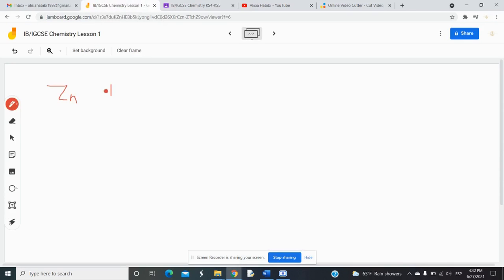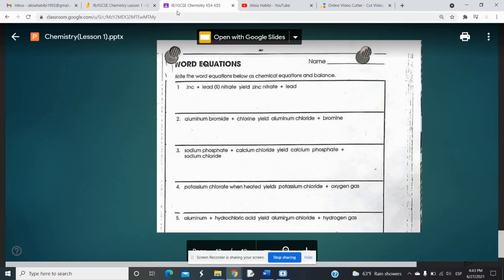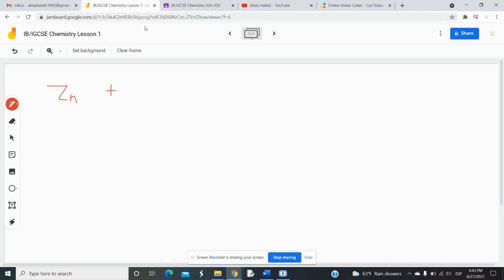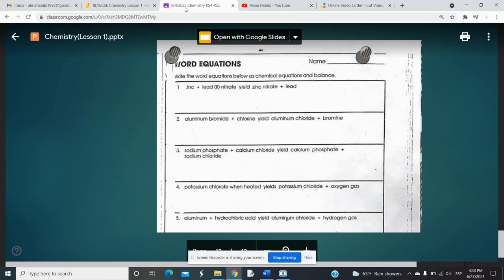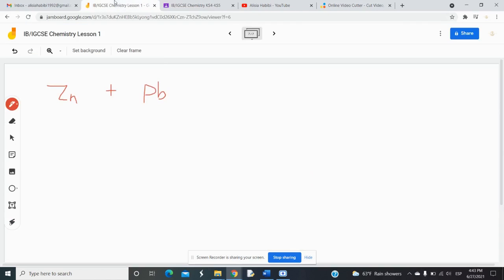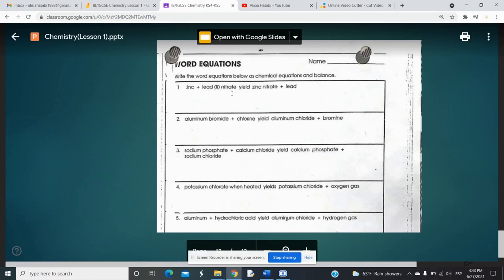So that means plus. We know lead(II) nitrate. Remember how we derived chemical formulas? We know the formula of lead is Pb. And when we see the 2 or whatever we see in Roman numerals, it tells you the ionic charge of the element. So that means lead has a plus 2 charge, since it also has plus 3. But in this case, it's a plus 2 charge.